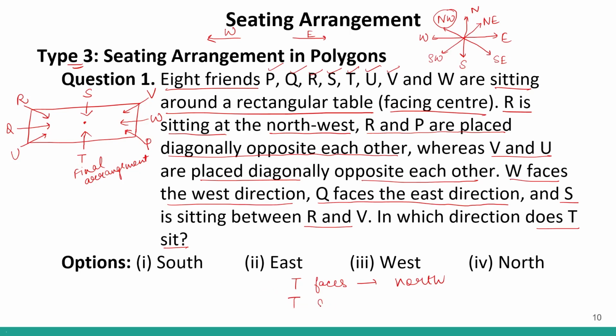But where is T sitting? T is sitting to the south of the table because it was given to us that R is sitting in the northwest. So if this is northwest, this will definitely be the south direction. So T is sitting at the south direction. My answer will be option number 1, south. Clear? Option number 1, south. So this is how you solve question on seating arrangement in polygons. This was a rectangle, but you can get a square, you can get a triangle. There are many possibilities. Okay.